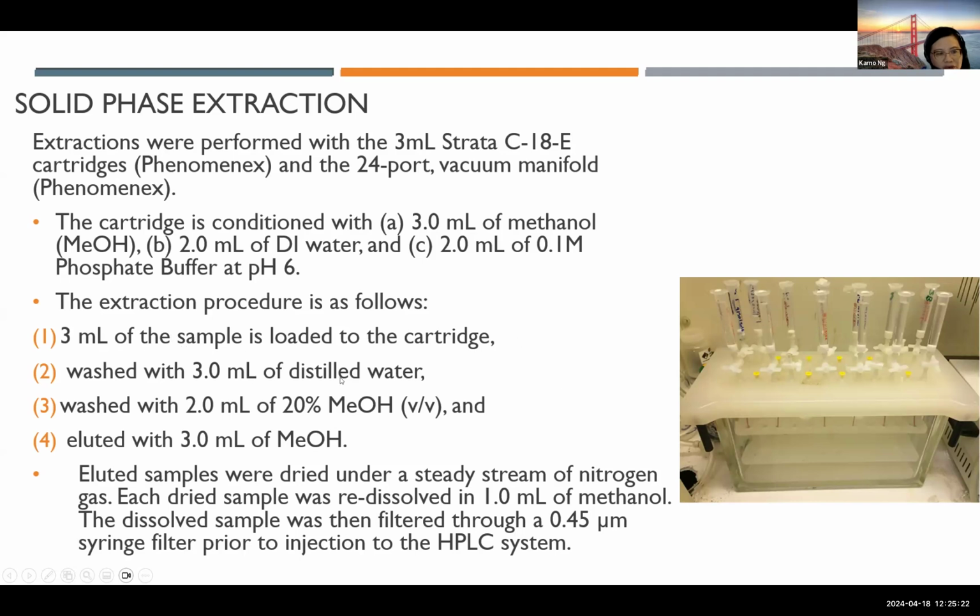Then we wash it with 3 ml of distilled water, and then followed by 2 ml of 20% methanol. Finally, we elute our sample with the drugs in there with 3 ml of methanol. Once we elute the sample, we dry it under nitrogen gas. To dry the sample, then we redissolve it with 1 ml of methanol. And then we filter it with a syringe filter before we inject it to the HPLC.